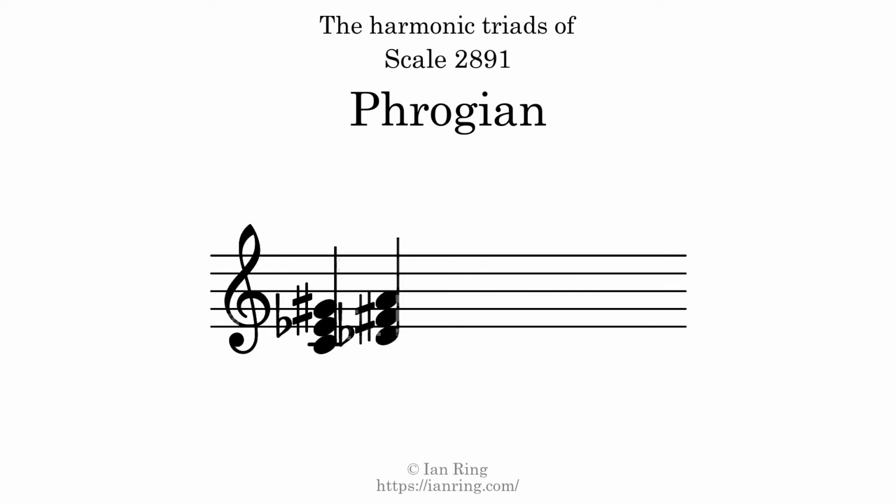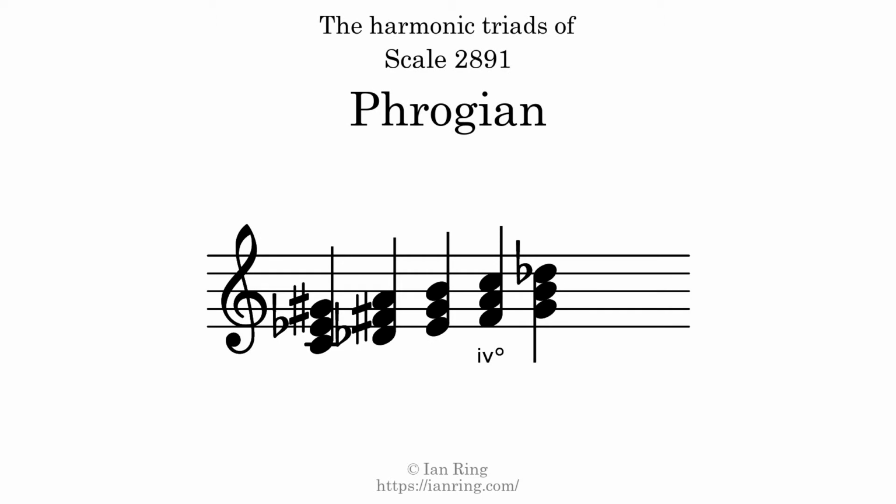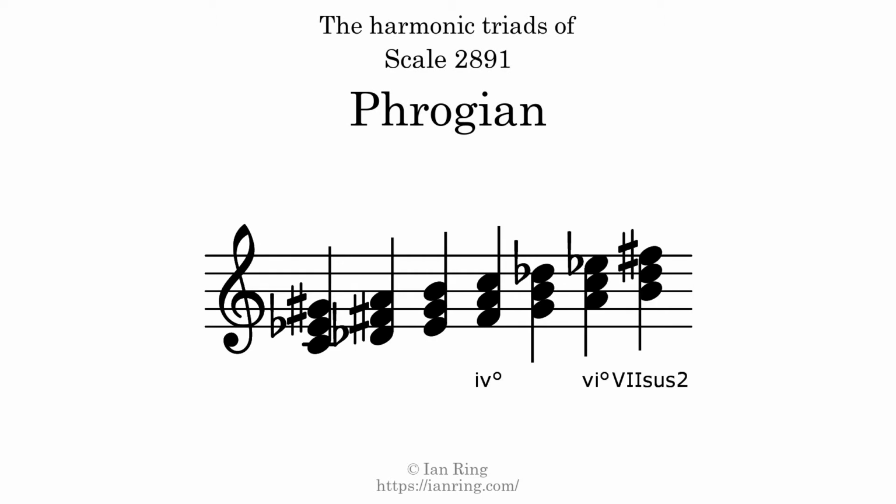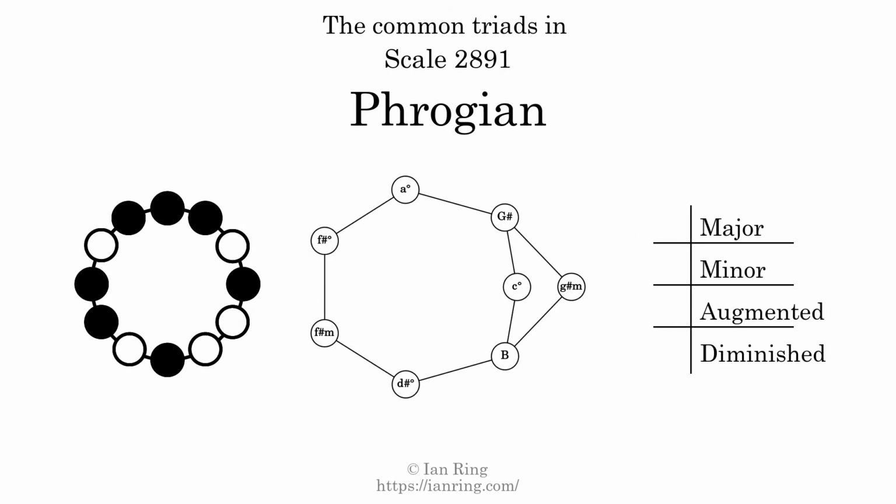Unnamed, unnamed, unnamed, diminished, unnamed, diminished, sus2. Here are the common triads present in this scale. The diagram in the center is a graph of parsimonious voice leading between triads. There are 2 major triads. There are 2 minor triads.